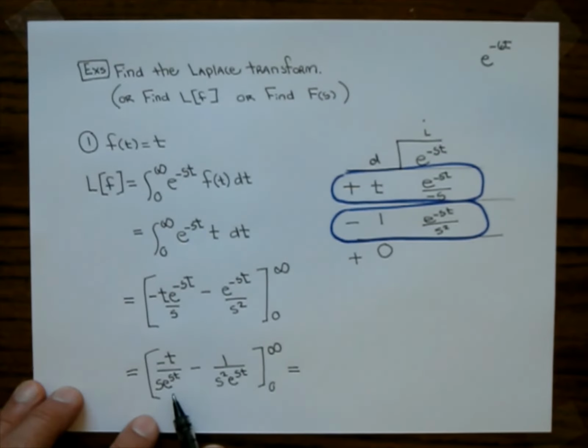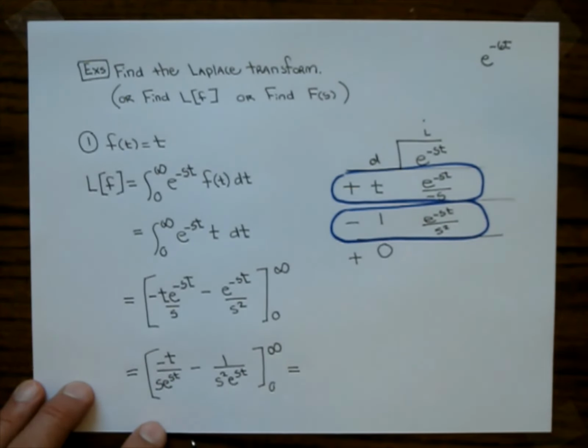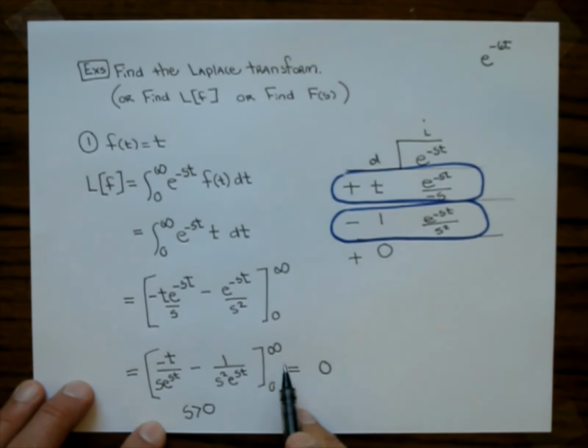So if s is positive, guess where this thing goes? This goes to 0, and that's where you want things to go when you put in infinity. So putting s greater than 0 will allow this to go to 0. So I've done a limit. I'm putting infinity in for t. I should really write it out as a limit, and that will be the case. It will go to 0 when s is greater than 0.